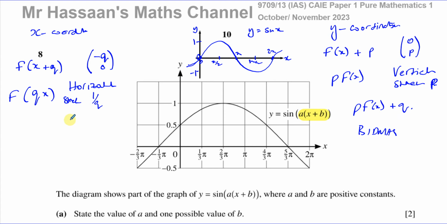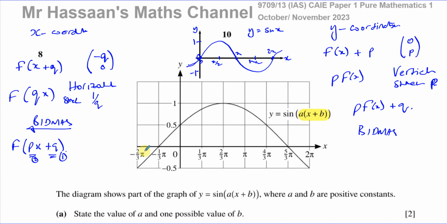Okay, but if it's inside the function, you do the opposite. You do BIDMAS, but you go backwards. So for example, let's say f of px plus q like this, you would first deal with the translation and then you'll deal with the multiplication. You deal with this first and then you'll deal with that. Okay, so that's the difference between outside the function and inside the function.